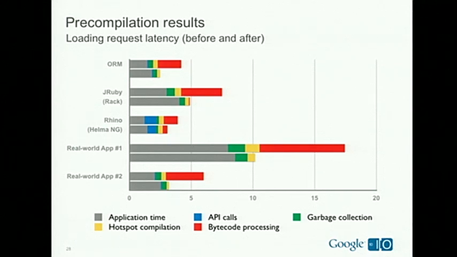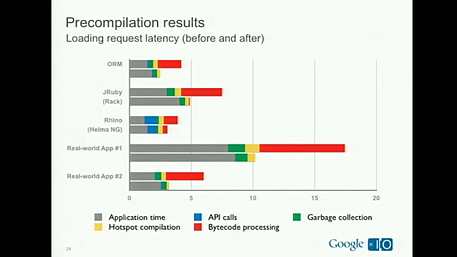So here's some of the results of precompilation. What you see here is the loading request latency before and after we rolled out precompilation, split up into a few different categories. There's time spent in application code, there's time spent in API calls, garbage collection, hotspot compilation, and then finally the red line at the end is bytecode processing, which is what we were really targeting here. And you can see that for most apps, including a sample ORM app and a couple of real-world apps I grabbed here, we completely eliminated bytecode processing, which was about 30 to 40% of the overall request time.